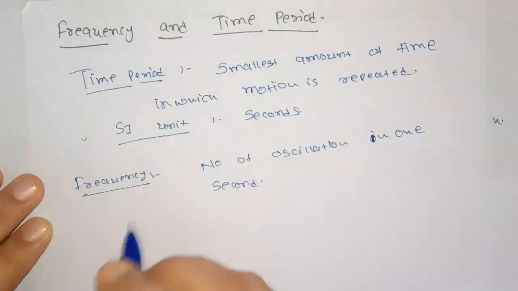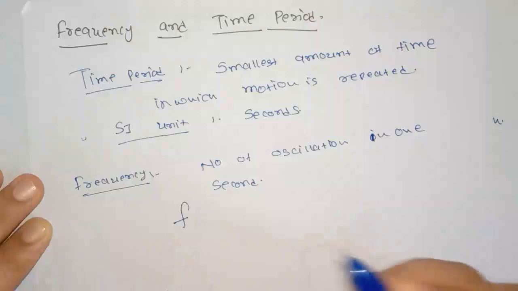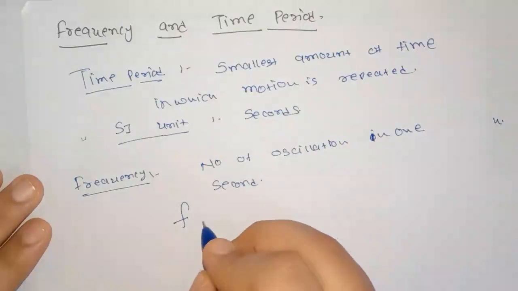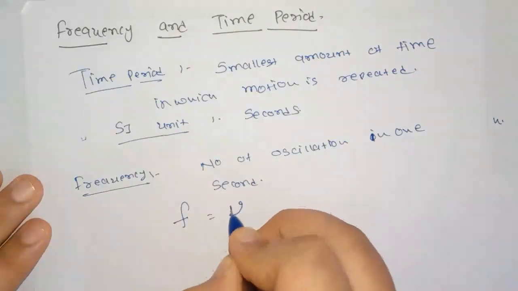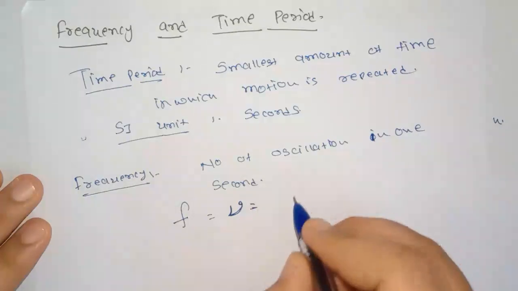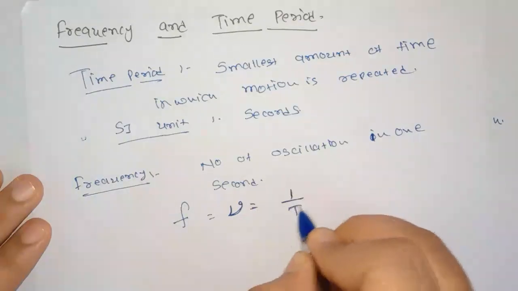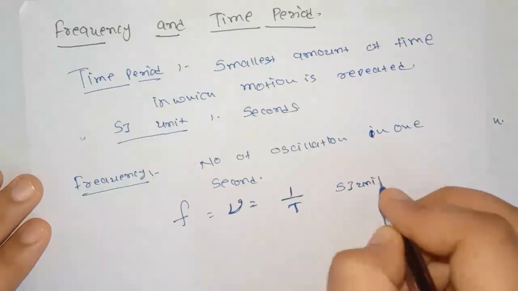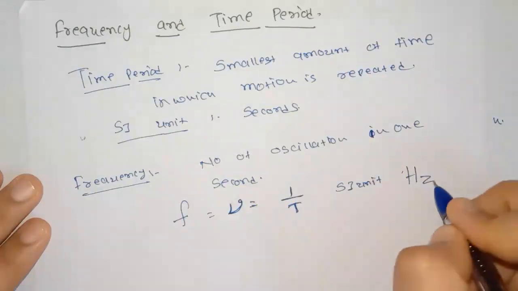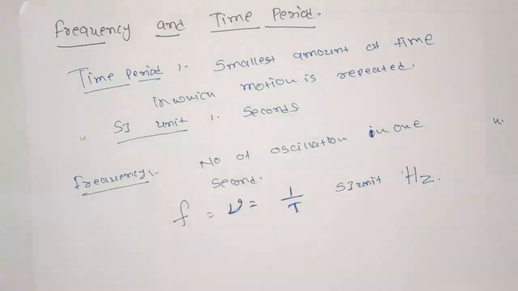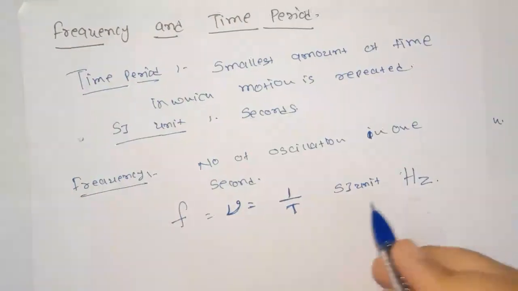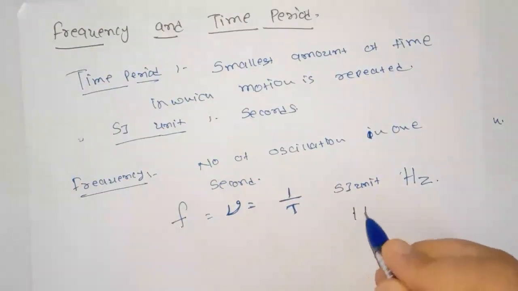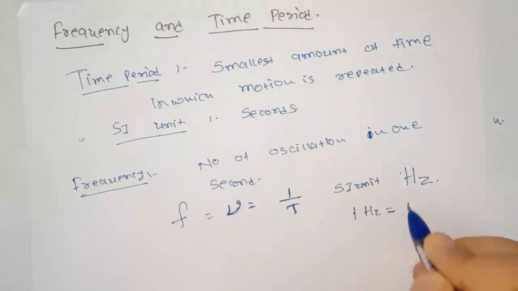The frequency is denoted by f or sometimes it is denoted by nu, that is equal to 1 by time period T. The SI unit of frequency is hertz. One hertz is equal to 1 second inverse.